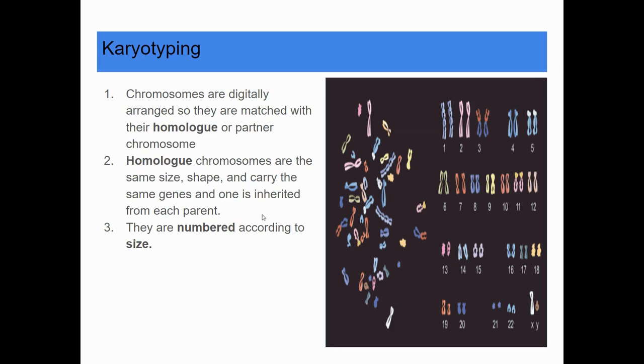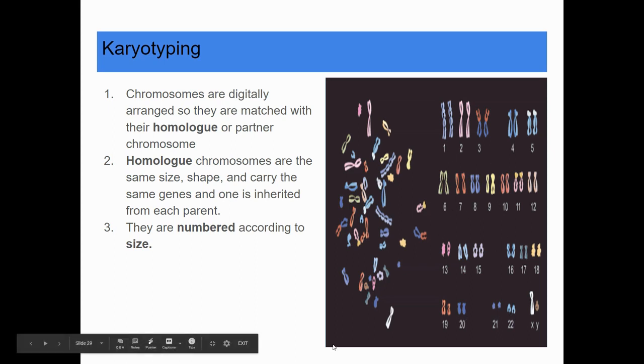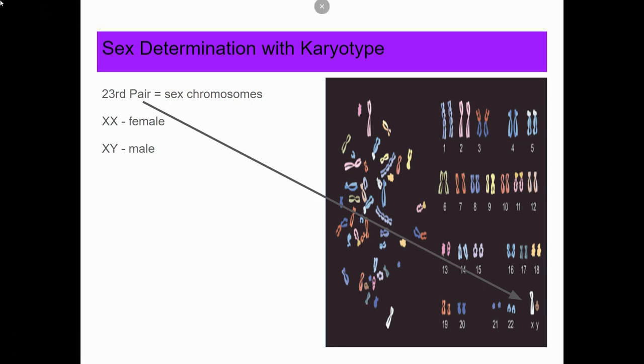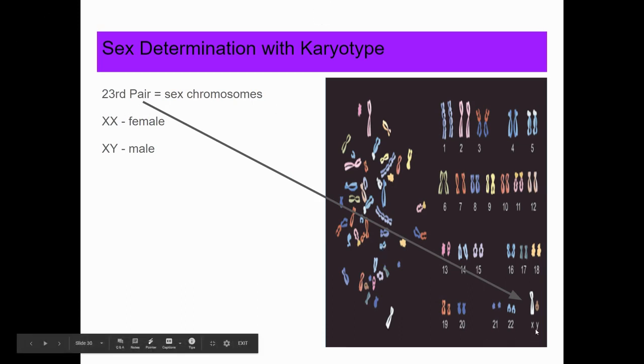They are numbered according to size. So you start off with the really big ones, and then as you notice, as you go on, it gets smaller. As I said before, your 23rd pair is going to be sex chromosomes. If it's XY, it's a guy. If it is XX, it's going to be a female.